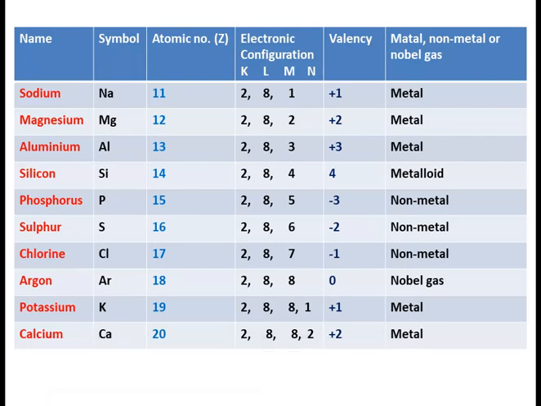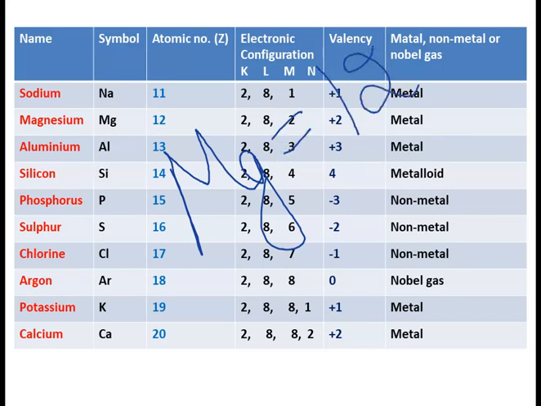Let us take the element magnesium. The atomic number of magnesium is 12. So first of all, let's write its configuration. 2 electrons in the K shell, 8 electrons in the L shell. So 12 minus 10, since 8 plus 2 is 10. So 2 electrons are left, and those 2 electrons will be put in the M shell.